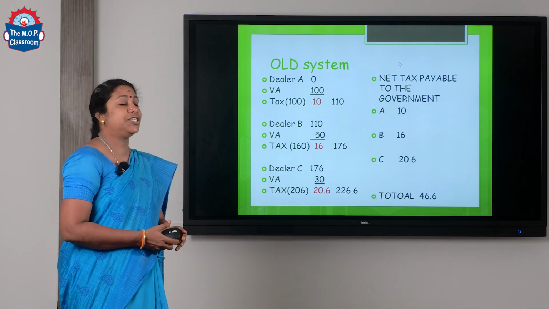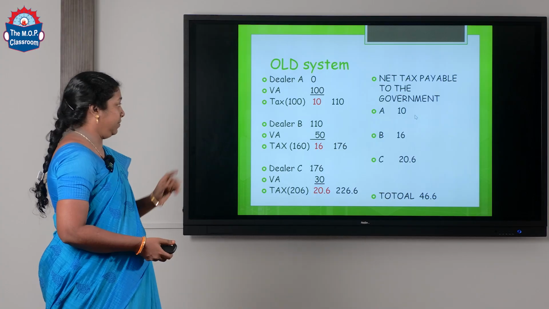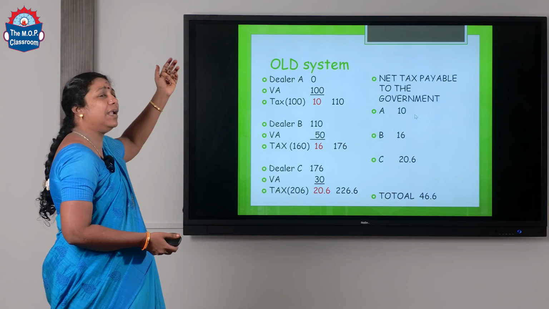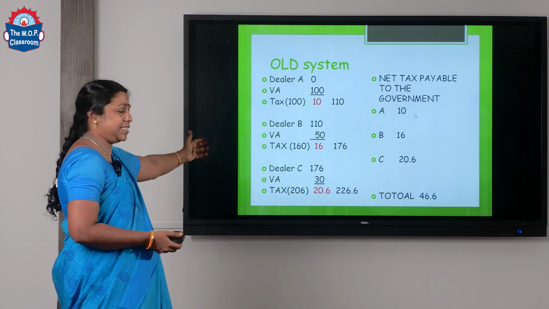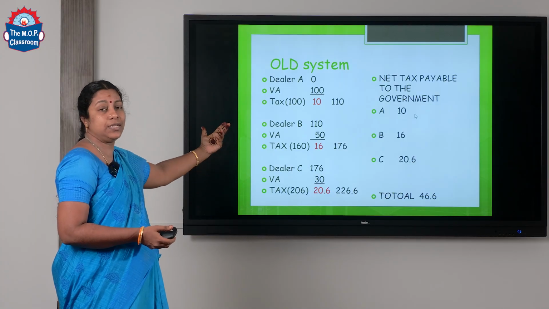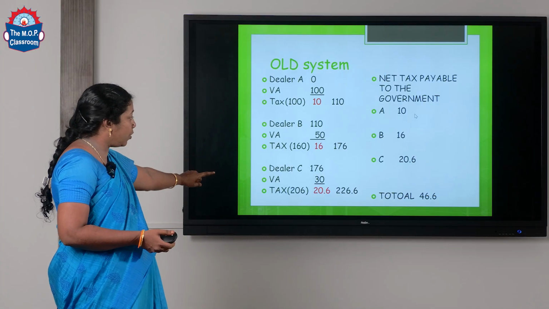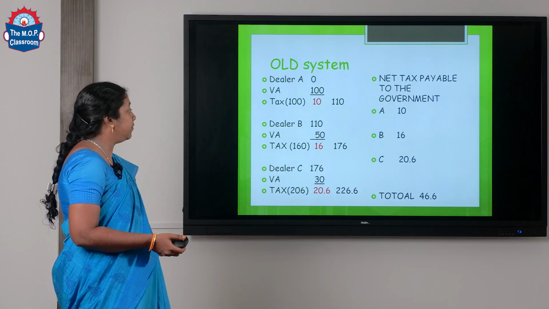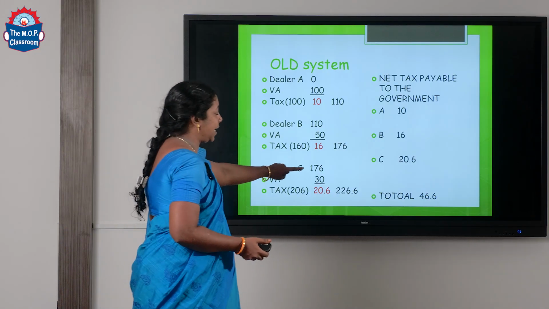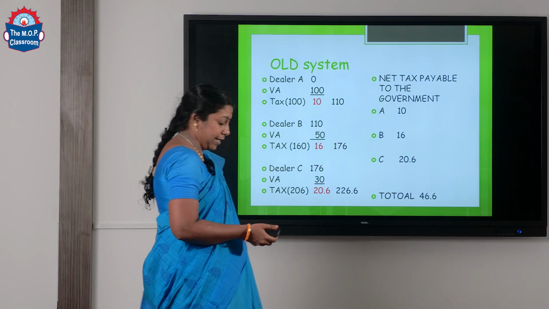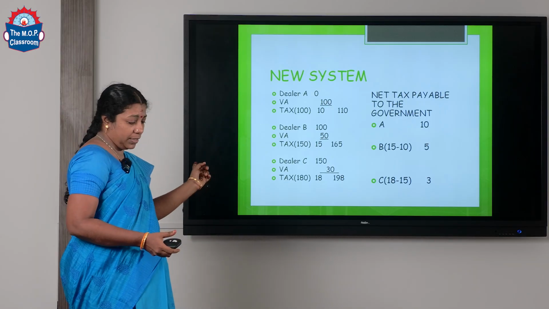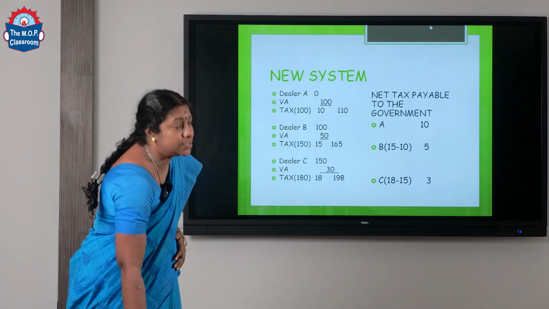After implementation of GST, this was the old system. You can take it as a distributor, wholesaler, retailer, or different stages you can assume. So, the same concept after implementation of GST, can you look into how much is the tax burden of the end consumer? It is 46 rupees. Now, we will look into the comparative study of the new system.